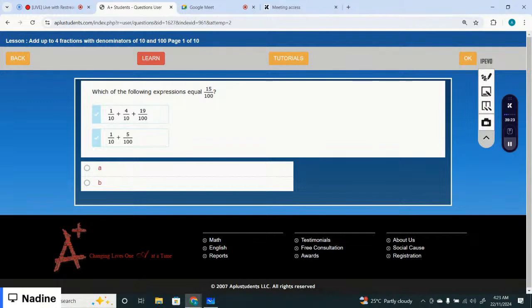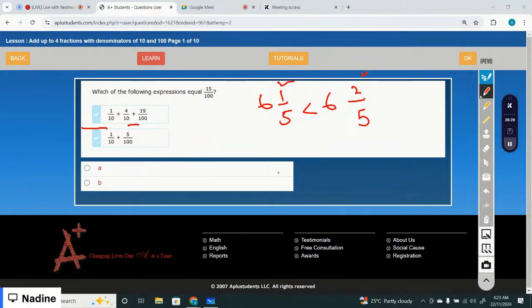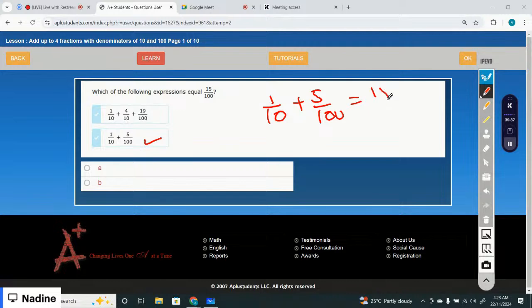Which of the following expression equals 15 by 100? Option 1 or option 2? So the correct option is option number 2. Now let me explain how. You have 1 by 10 plus 5 over 100. That equals 15 by 100, right?